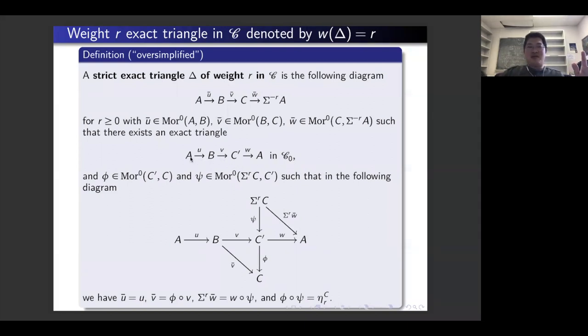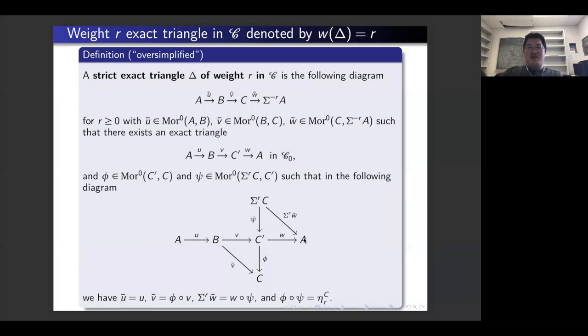Well, again, as I mentioned, I'm not going to change A and B. A and B are the same. Only the cone part is different, the C prime, such that I will have the following commutative diagram. It probably goes against the definition a little bit, but this is oversimplified. Okay, so let me first try to explain what's going on here.